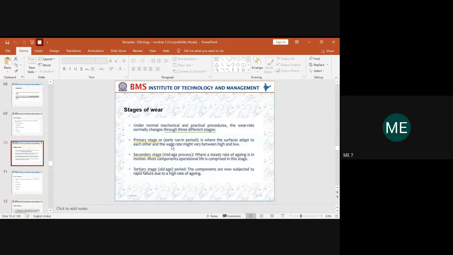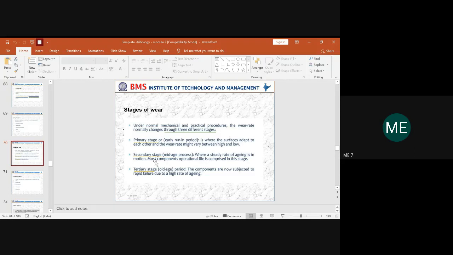So the primary stage is nothing but what is called the early run-in period. What do you mean by that? This is the initial stage in which the wear starts, right? Here you can observe that the surfaces adapt to each other and the wear rate might vary between high and low. So this is the initiation of the formation of wear. The amount of wear across the contact area between the two mechanical components will be fluctuating, high and low. It is an early stage where the wear amount is not stabilized yet, so a uniform amount of material is not worn out. Sometimes it could be high and sometimes it could be low. If that is the condition, you have to understand this is the stepping stage for the cause of wear between the two mechanical components. So this is called our primary stage.